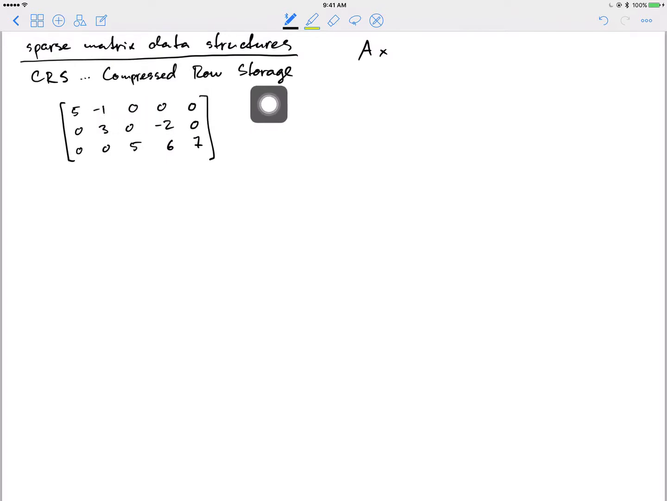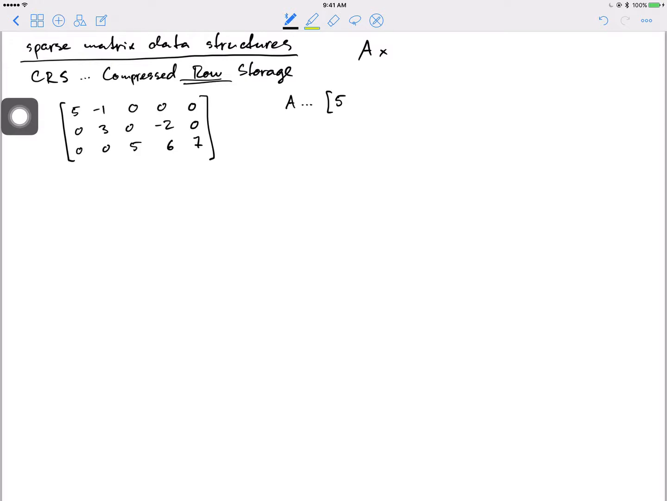So the idea is essentially to have three buffers: one buffer for the actual values, another buffer for the column indices, and a third buffer which for every row tells you where to start in the other two buffers. In this case, the first buffer would typically be called just A, the values of the matrix, in row major order. This is the compressed row storage.